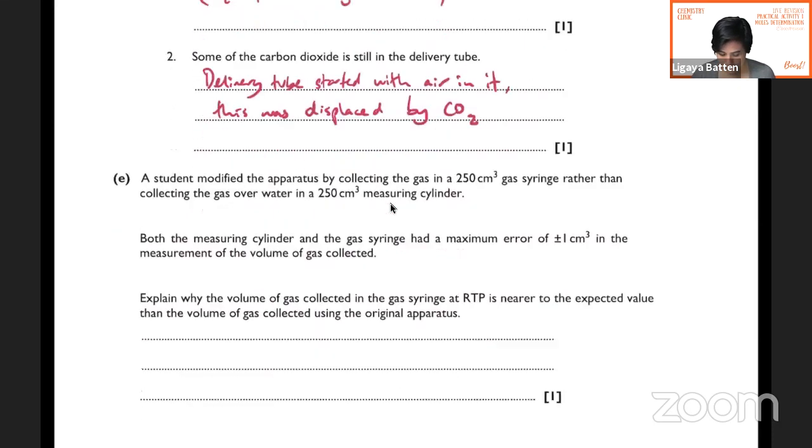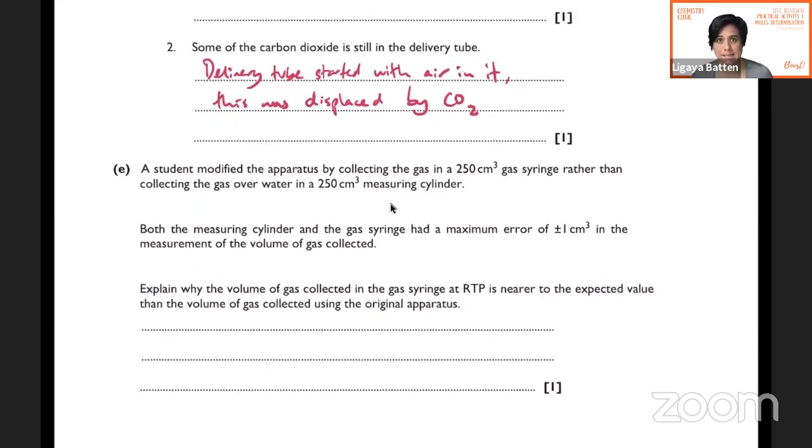Okay, a student modified the apparatus by collecting a gas in a 250 centimeter cubed gas syringe rather than collecting it over water in a measuring cylinder. So the 2 different methods were a gas syringe, which goes straight into the syringe, and the syringe moves out to fill for the gas to occupy the space, or over water using a measuring cylinder like we just did. Both the measuring cylinder and the gas syringe have the same maximum error. Explain why the volume of gas collected in the gas syringe at room temperature and pressure is nearer to the expected value than the volume of gas using the original apparatus.